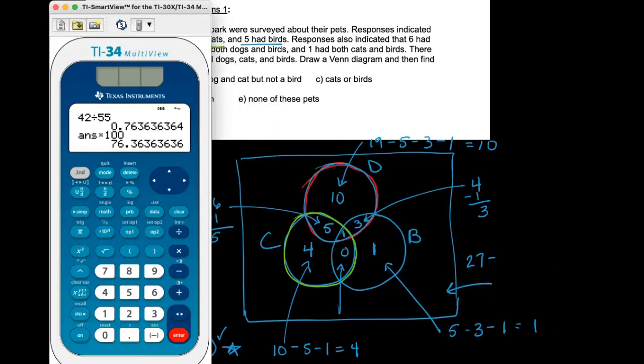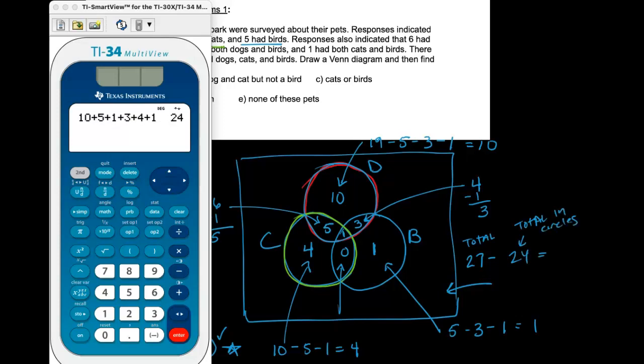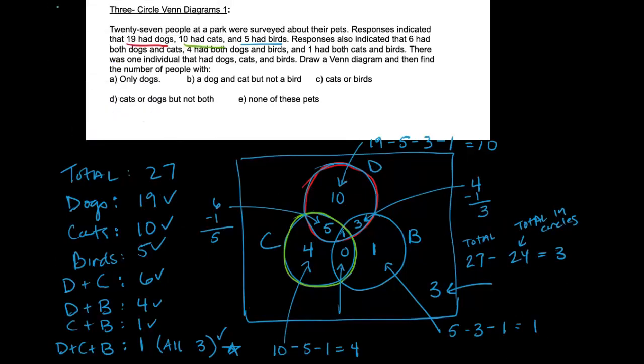So this is what I would do. I would take my calculator and just start adding all of those numbers up. So I'd add 10 plus 5 plus 1 plus 3 plus 4, don't have to add the 0, plus 1. We add those all up and we get 24. So I'm going to take my total, which is 27, subtract 24, which is the total in the circles, and that gives me 3 that need to go on the outside. So there are 3 people that don't have cats, dogs, or birds.